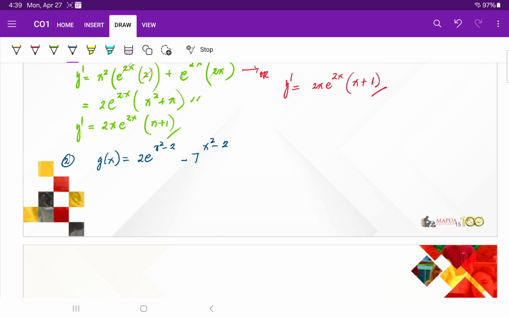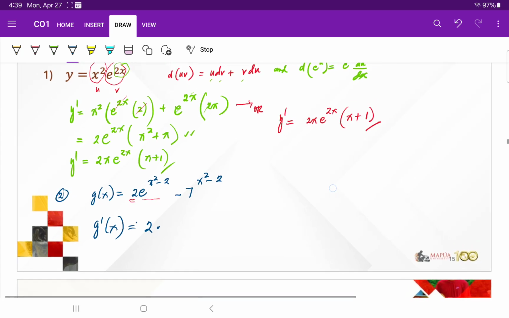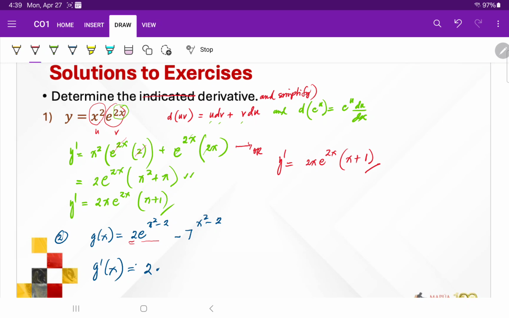Okay, so what formula will you use here? Derivative of sum and difference. But for the first one, how do we find g prime of x? So, if we have a constant times a function, we simply copy the constant term, and then we multiply it by the derivative of e to the x squared minus 2. So, what formula will you use here?